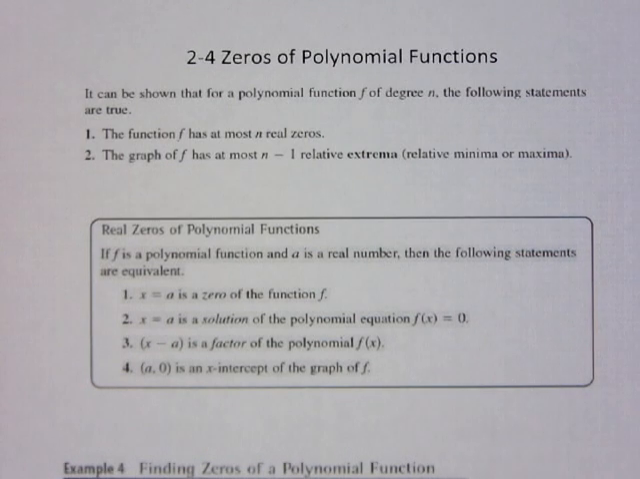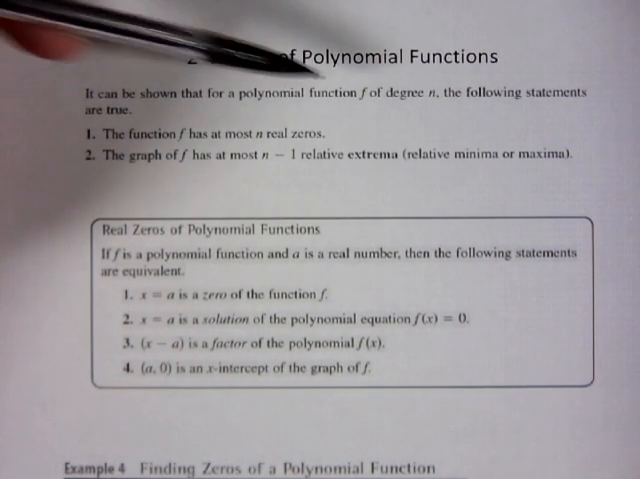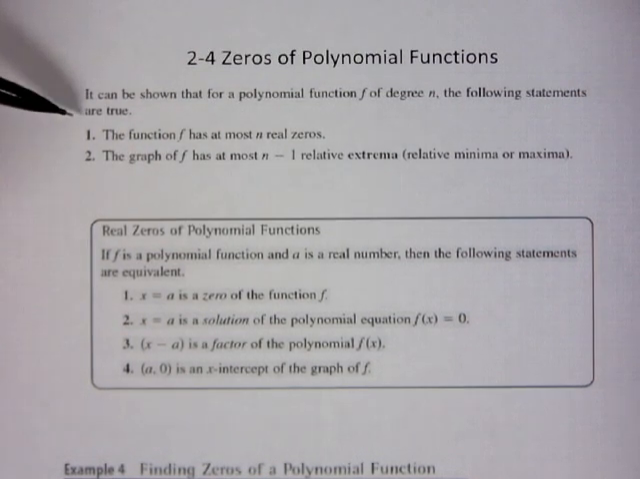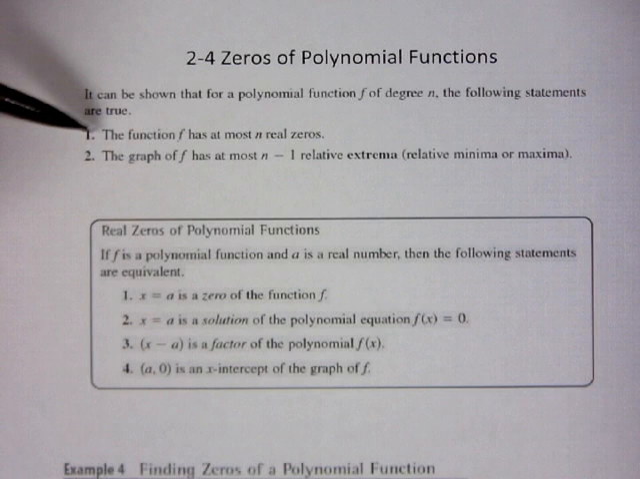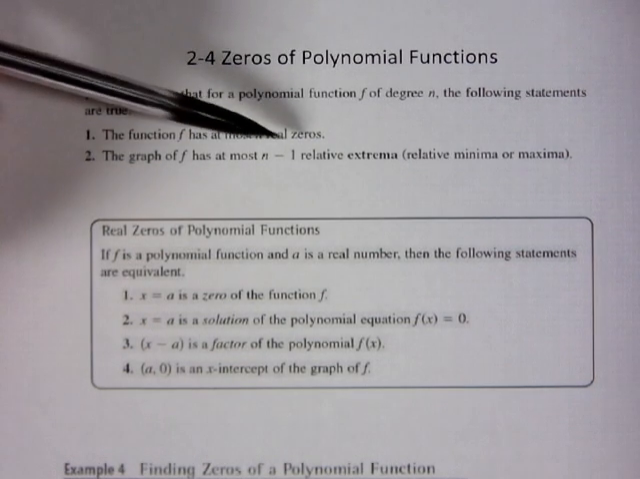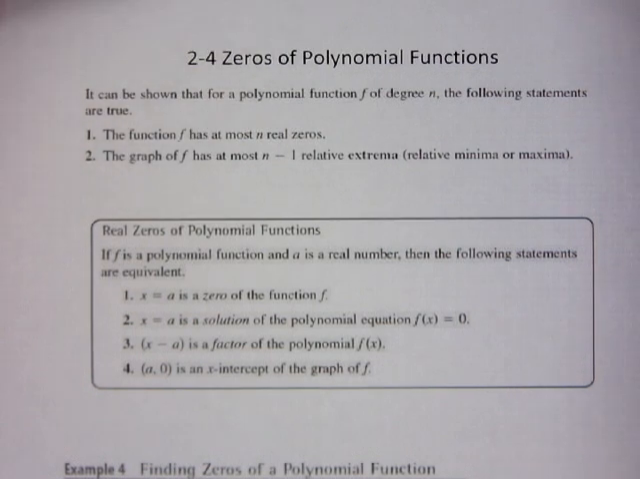Okay guys, here in 2-4 we're going to be discussing the zeros of a polynomial. And so there are two statements we want to look at here. If you have a polynomial function of degree n, then these two statements have to be true. Number one, the function has at most n real zeros. So it cannot have any more zeros than the degree of the highest power, right?